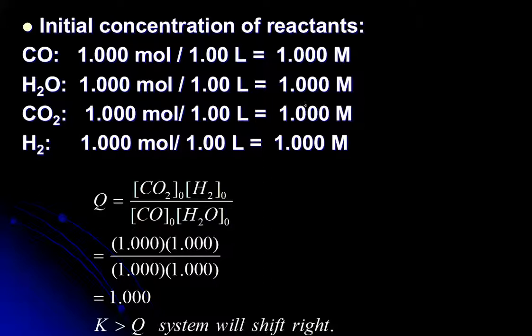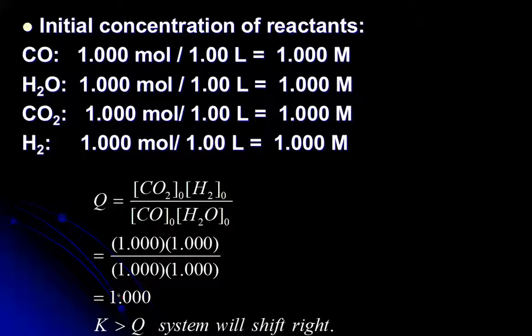So initial amounts, remember those sub-naught, these zeros mean initial conditions. Plug those values in. That's a really hard math problem. Might need to get your calculator out for that one. And we end up with a Q of 1.